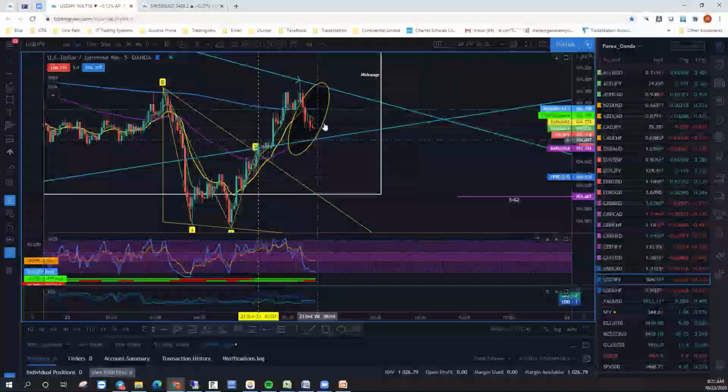Well, 104.785 is all the way up here. That's 104.785, right? Pretty much right in this area. So wait, hold on a sec. You're wanting to take it short up there?